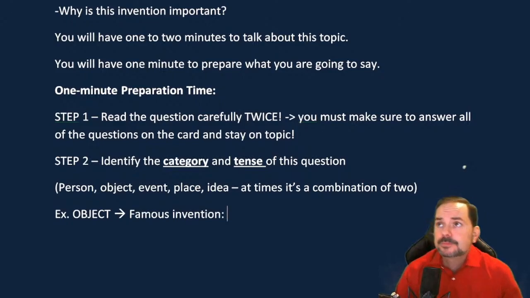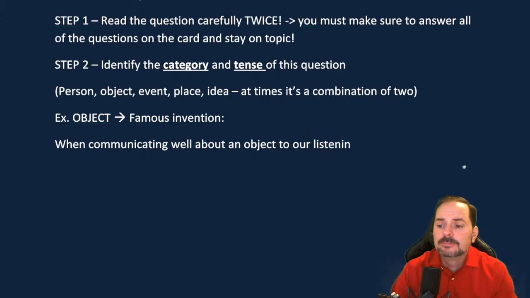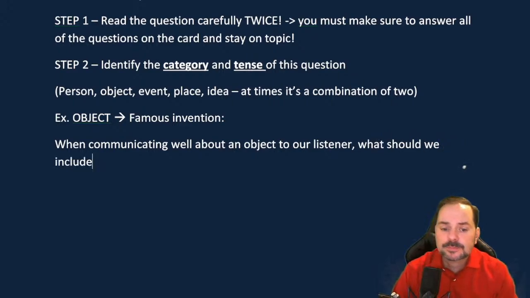Okay, so what should we include? Okay, so when communicating well about an object to our listener, what should we include? Okay, and how should we structure this?